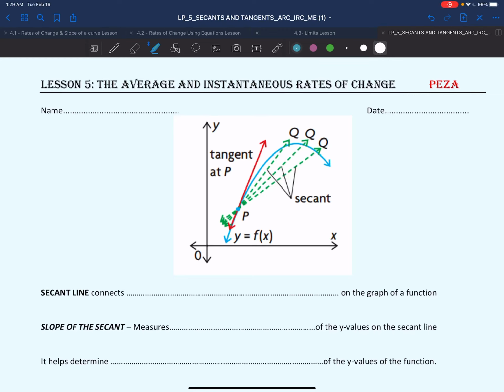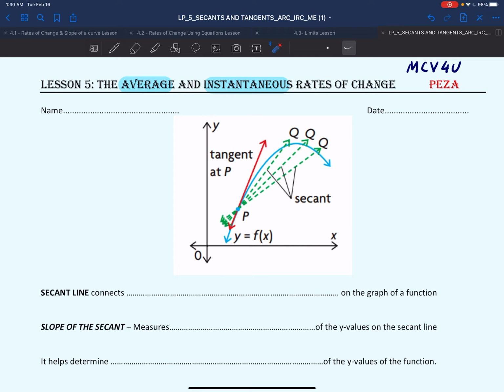Hello and welcome. In this lesson, we will talk about the average and instantaneous rates of change. This lesson has been prepared for students who are taking the Calculus and Vectors course, MCV4U. We're working on the first unit, limits, and this is lesson 5. So let's get started with the average rate of change.